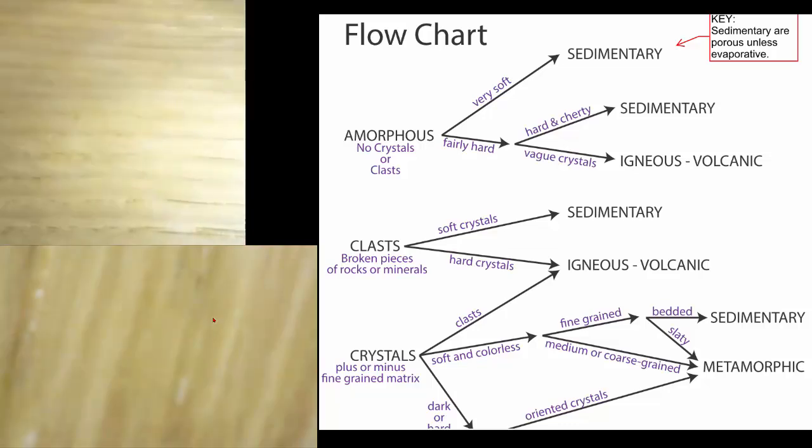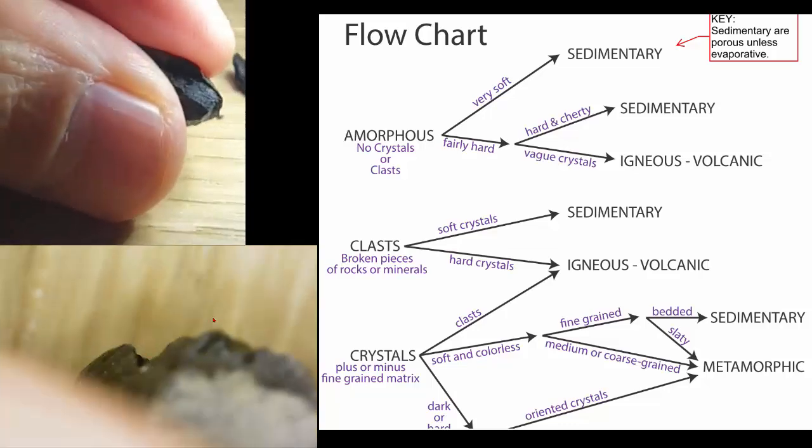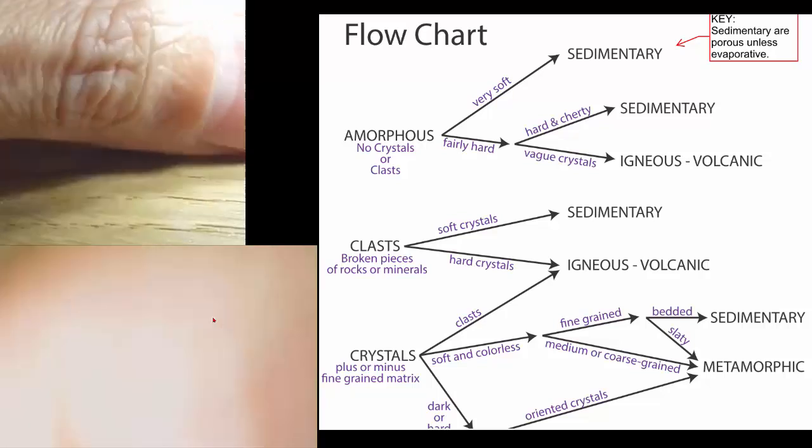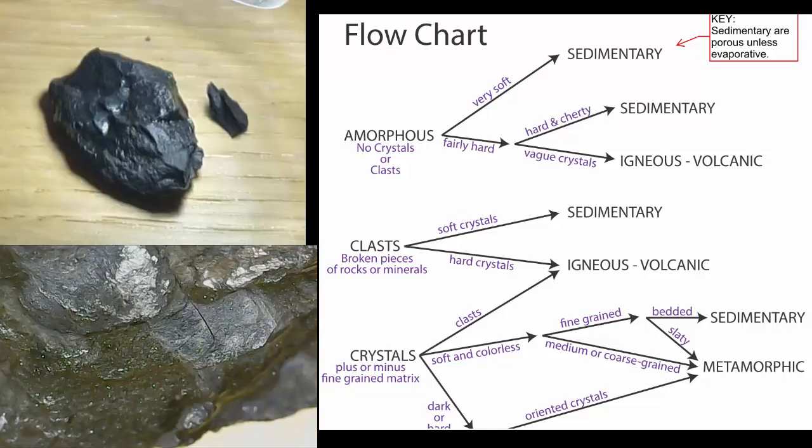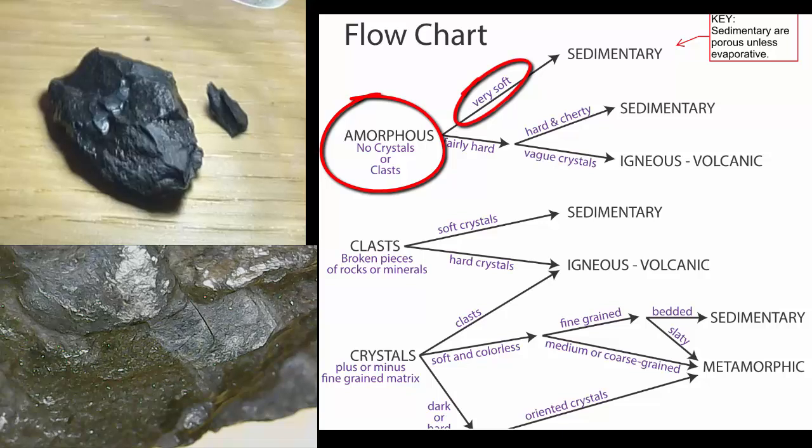Next one, is it soft? Yeah, it breaks up into pieces very, very easily. Well, it's meant to be porous, but I didn't get it to be porous, so that's unusual. Definitely can't see any crystals or bits of rock or anything. So I'm definitely going amorphous for this, and it's definitely soft. So that immediately puts us in sedimentary. So at least we're in the right tables.